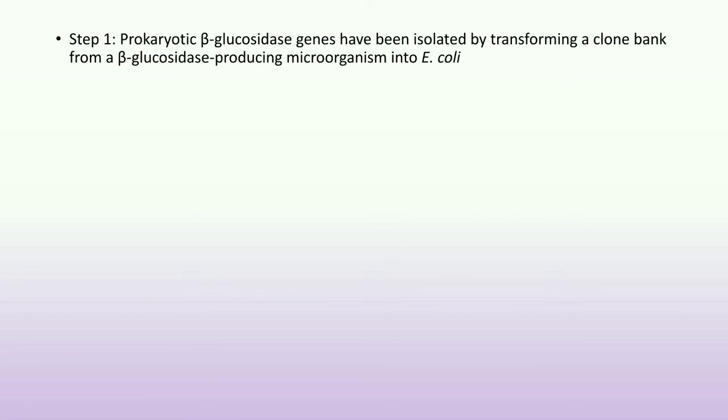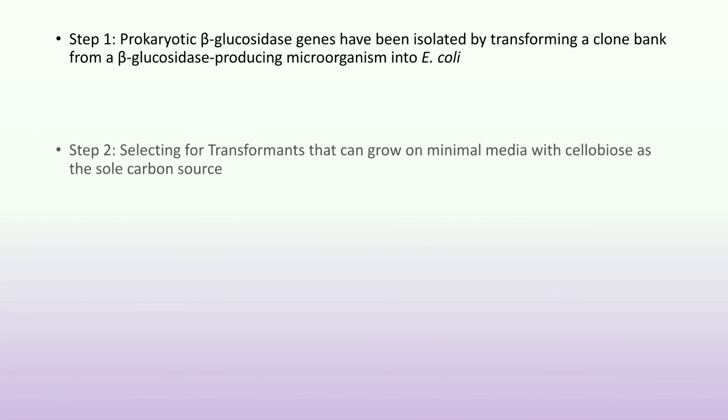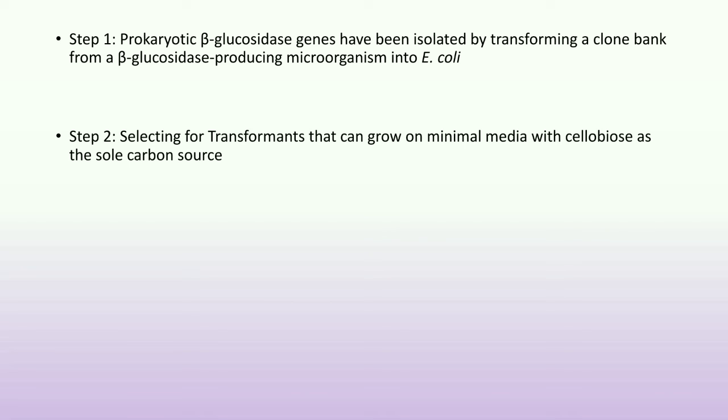So step 1 in prokaryotic beta glucosidase gene isolation is that the prokaryotic beta glucosidase genes need to be isolated from a beta glucosidase producing microorganism, cloned into a clone bank, and transformed into E. coli. Step 2 is selecting transformants which can grow on a minimal medium with cellobiose as the sole source of carbon.